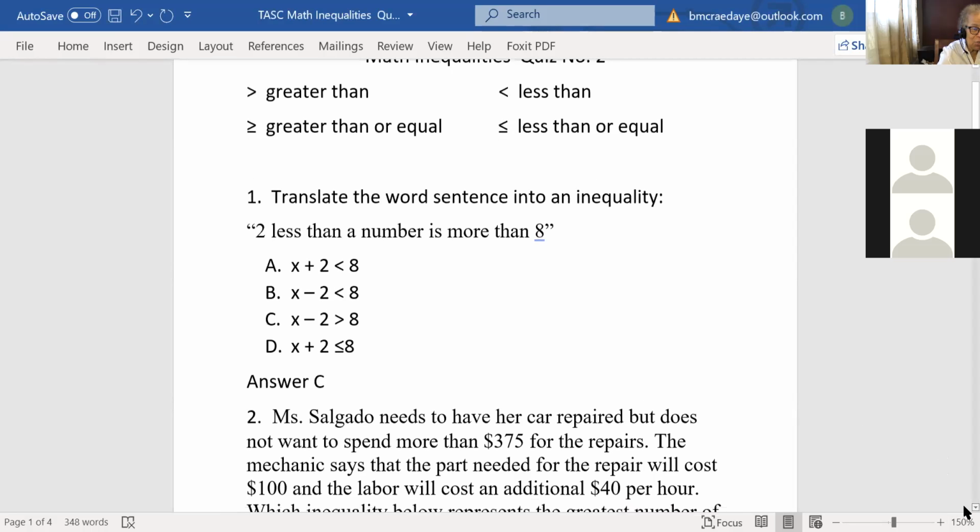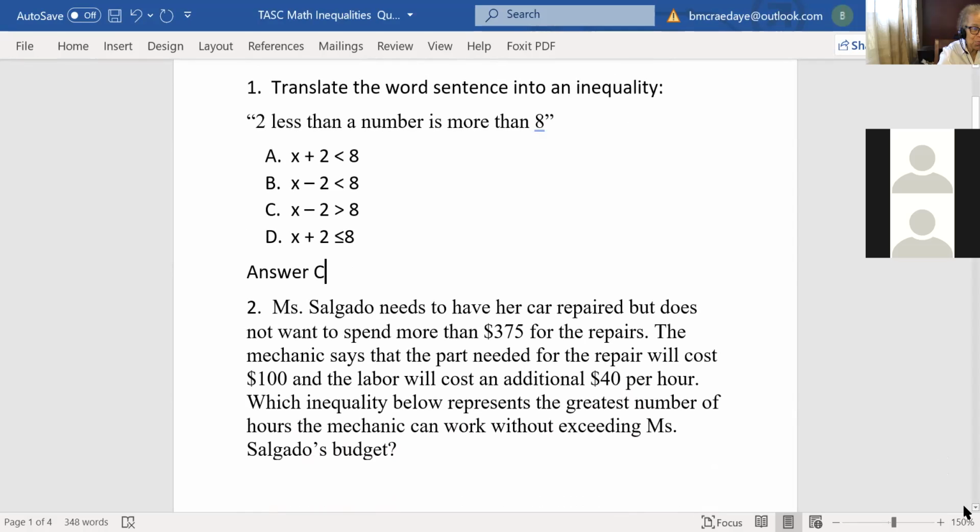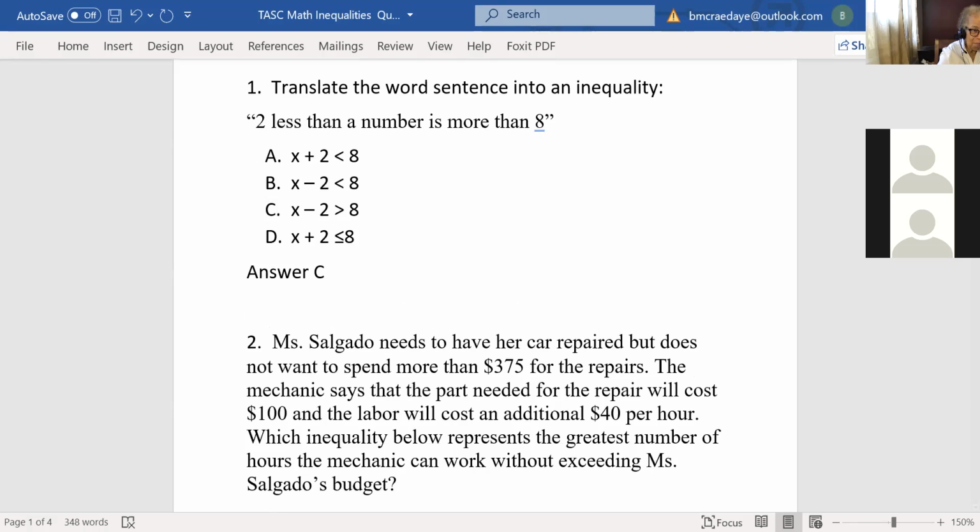Maureen, read number 2. Okay. Ms. Solanjo needs to have her car repaired, but does not want to spend more than $375 for the repair. The mechanic said that the part needed for the repair will cost $100, and the labor will cost an additional $40 per hour. Which inequality below represents the greatest number of hours the mechanic can work without exceeding Ms. Solanjo's budget?